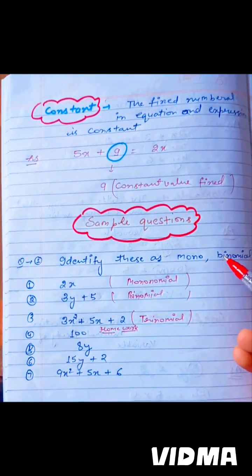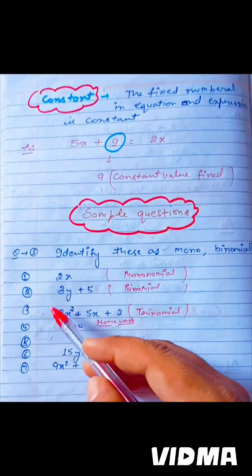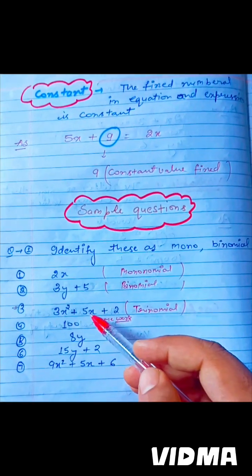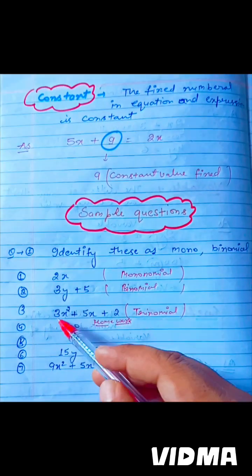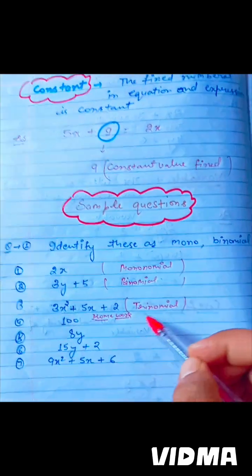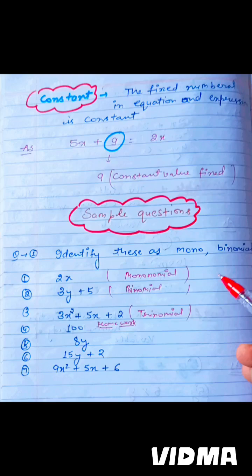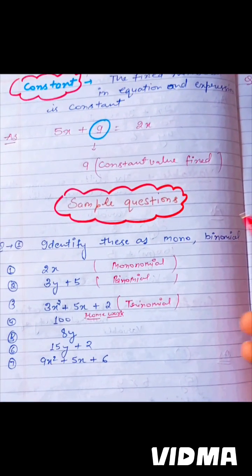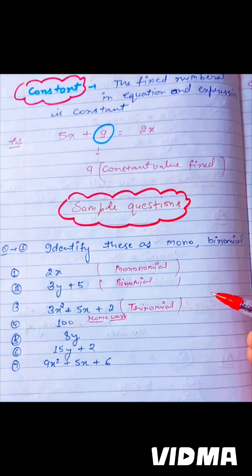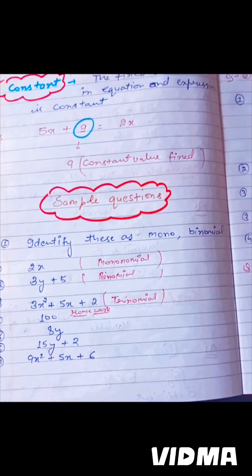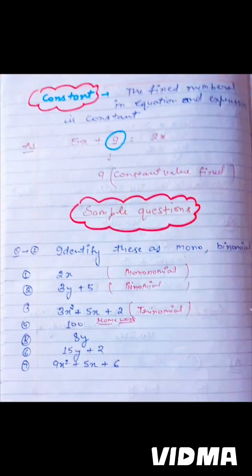Another example, if we have three terms like in this equation 3x square plus 5x plus 2, there are three separate quantities by plus sign, so that is trinomial. And moreover, if there are 4 or more terms, then that is called polynomial. You will learn polynomial in higher classes.